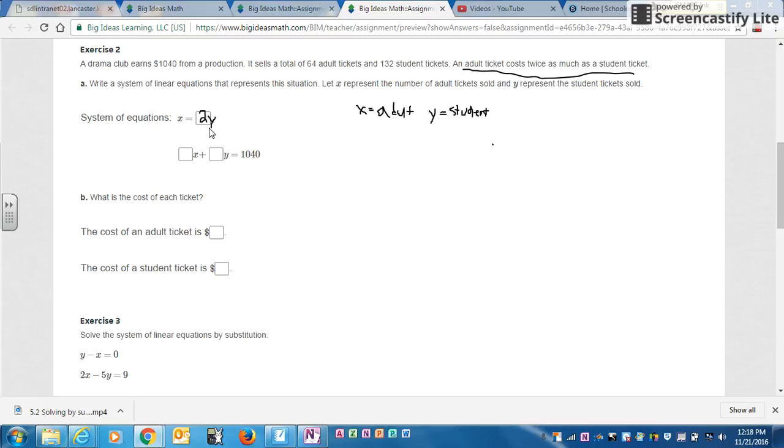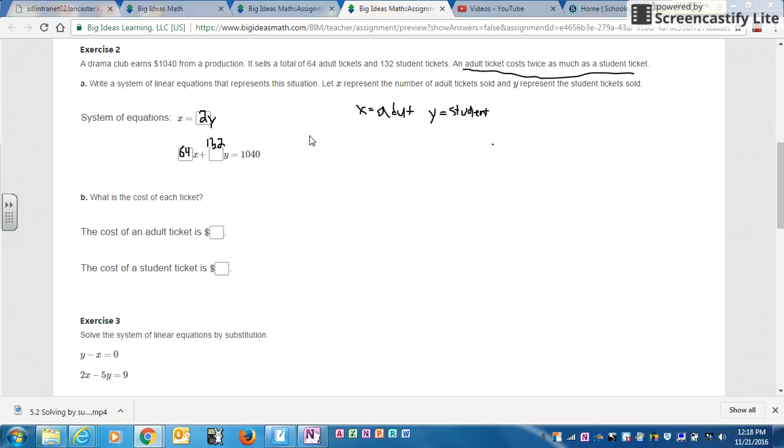Okay, now for the second equation, I know that I have 64 adult tickets, right? Yep, 64 adult tickets. And I'm going to write it above the box so you can see it better. 132 student tickets. And I know when I add these together, I'm going to get the cost of 1040. Okay, so hopefully that was the easy part, is getting the system of equations, but now we need to solve.